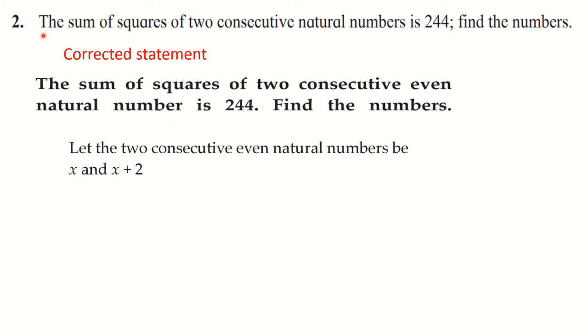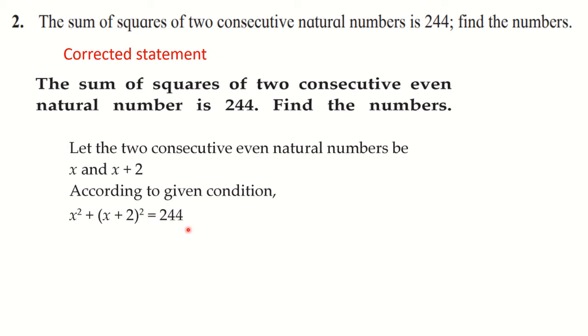Now make use of the condition. The sum of squares of these two means what? Square of the first number plus square of the second number is equal to 244. So write down, according to given condition, x square plus x plus 2 the whole square is equal to 244.